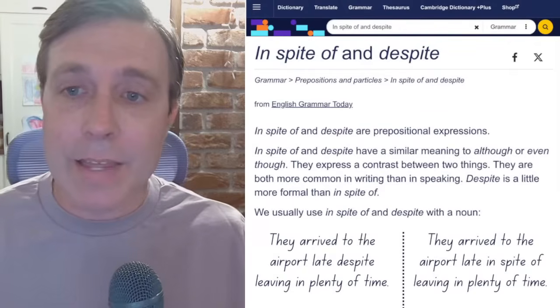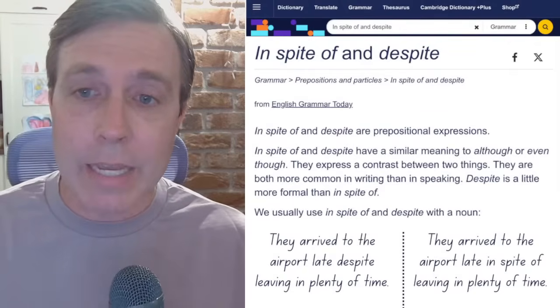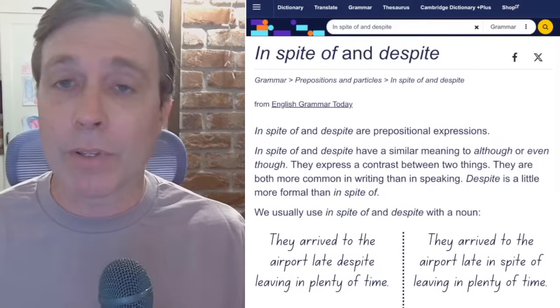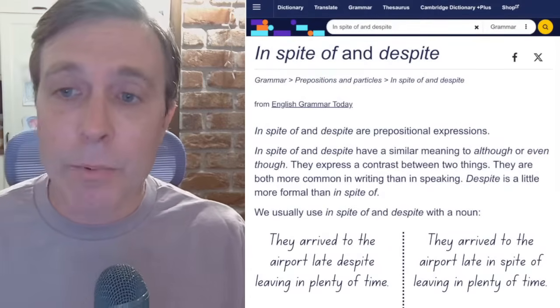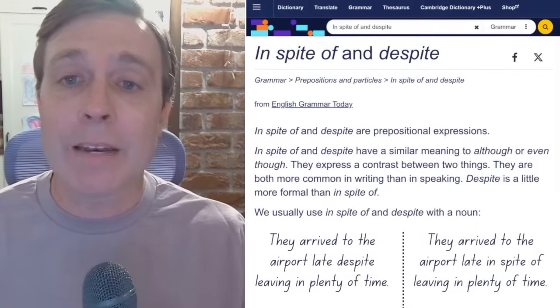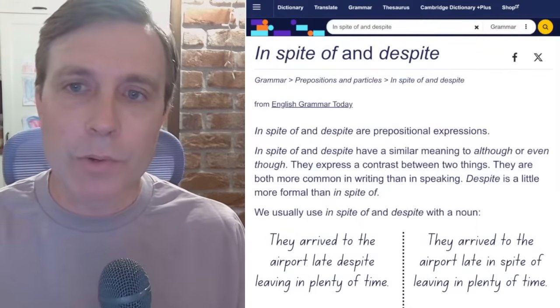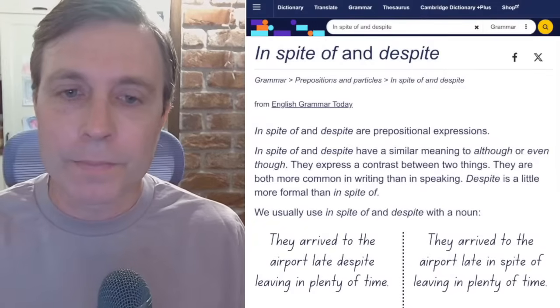So again, I could say they arrived to the airport late despite leaving in plenty of time, and I'm following it with that gerund. They arrived to the airport late in spite of leaving in plenty of time. Both of those work in this example.